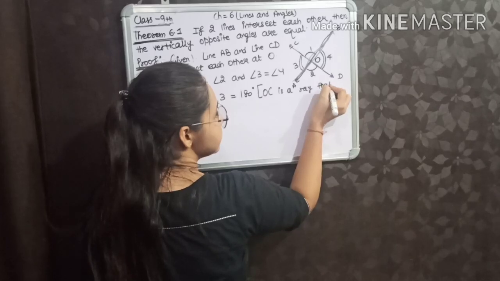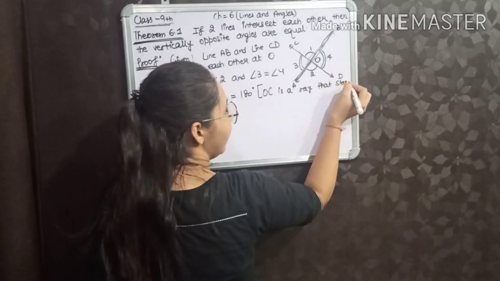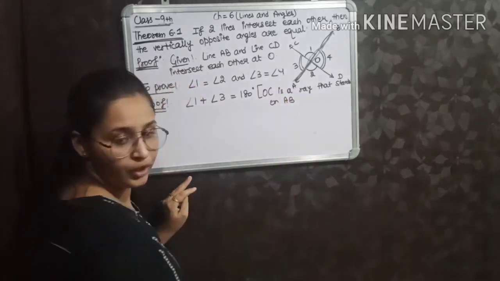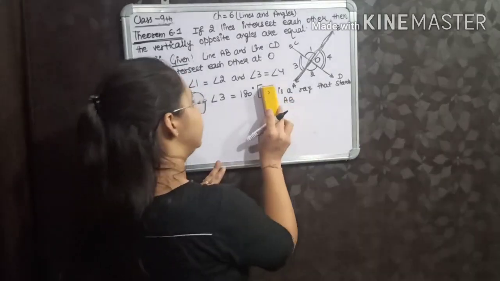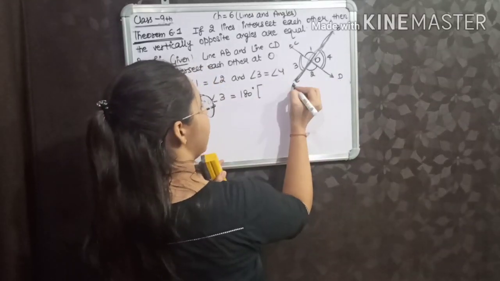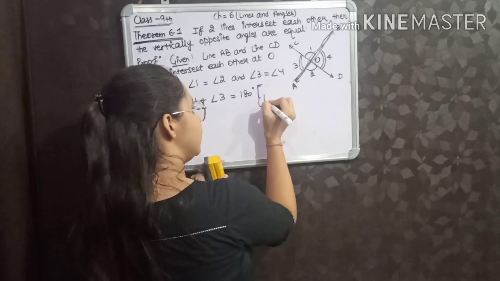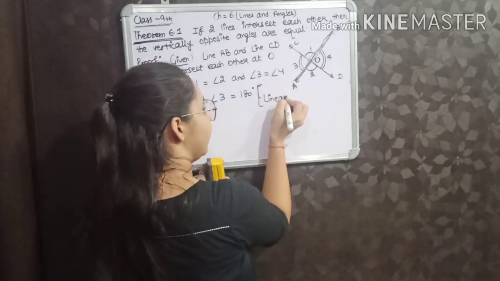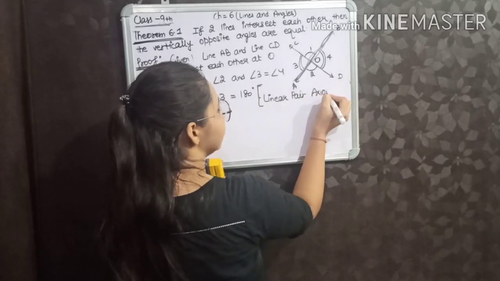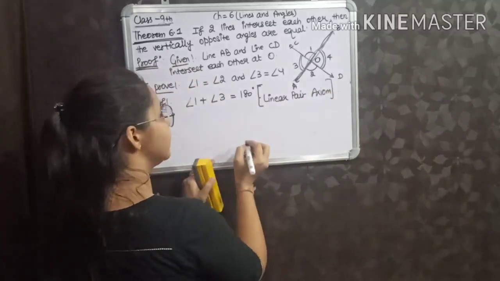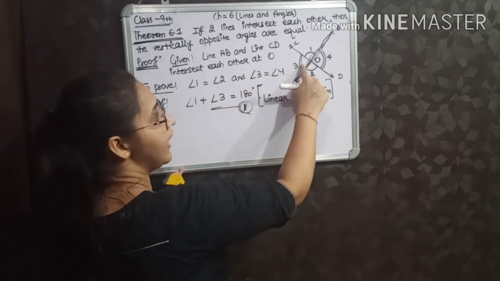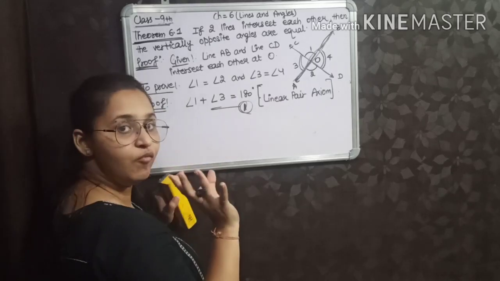that stands on AB, or you can write directly, linear pair axiom. We discussed this in the linear pair axiom. So this is our first equation: angle 1 plus angle 3 is equal to 180 degrees.